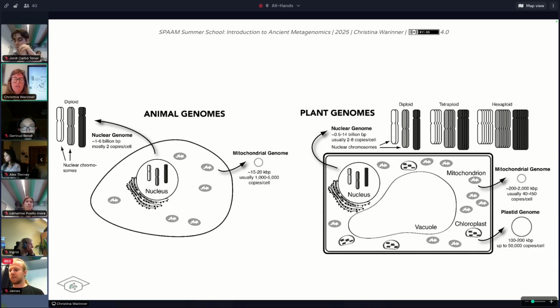And they also have, additionally, plastid genomes. The best known is the chloroplast genome. So this is the organelle within plants that does photosynthesis. Interestingly, both chloroplasts and mitochondria originate from bacteria that started as endosymbionts within eukaryotic cells. And so both chloroplast genomes and mitochondrial genomes are still circular. They still maintain that earlier bacterial structure to their genome.